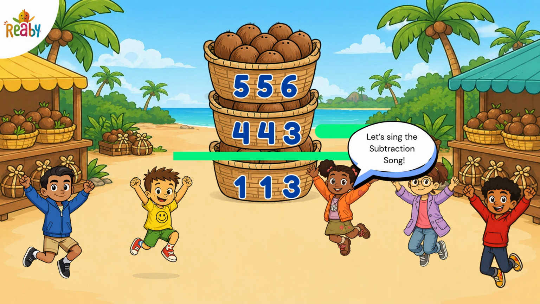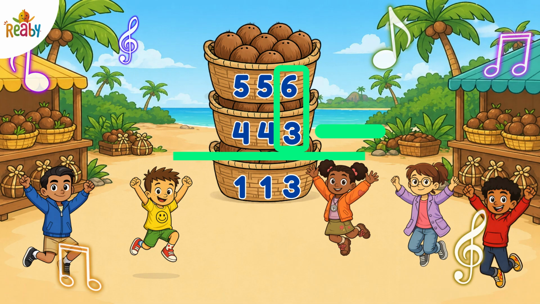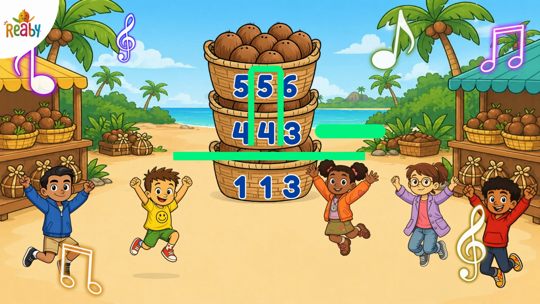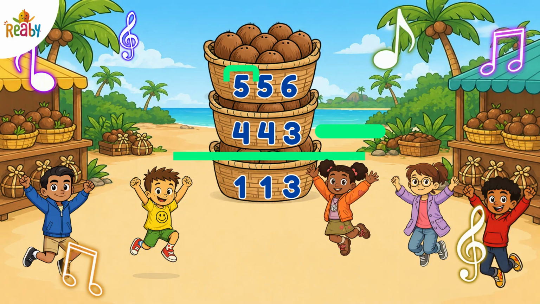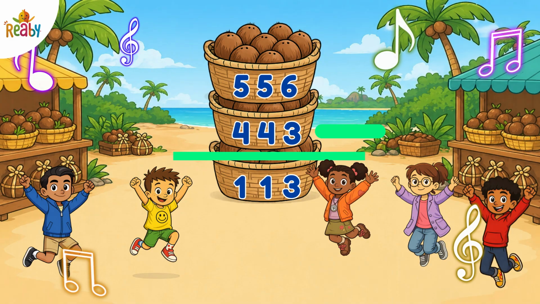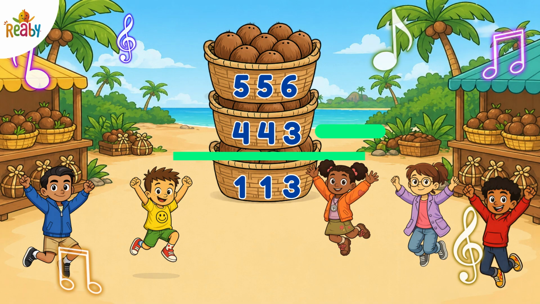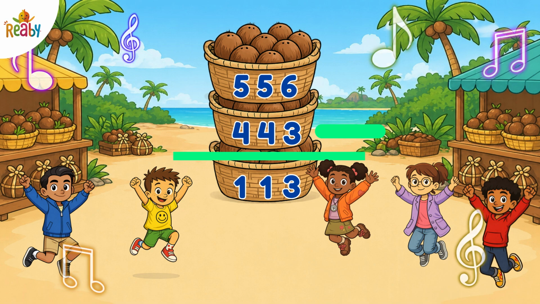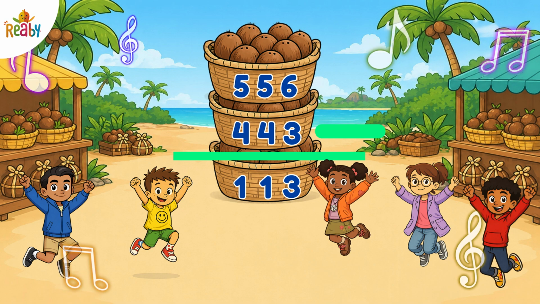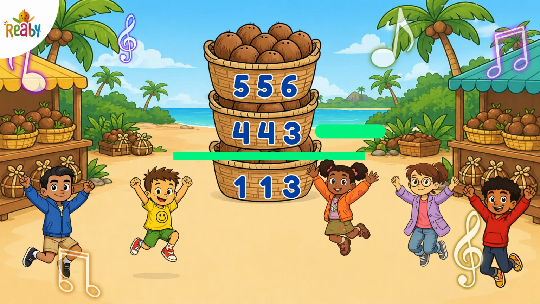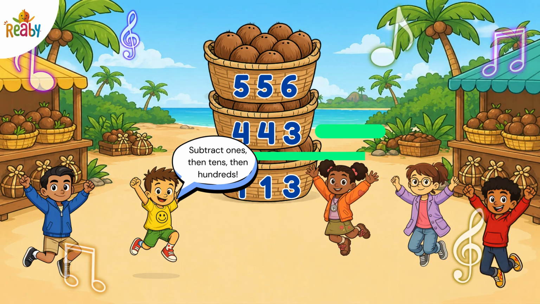Let's sing the subtraction song. Start with ones, take away. Tens next, do the same way. Hundreds last, now you see. Subtract step by step. 1, 2, 3. Keep it lined, nice and neat. Place value makes it complete. Subtract ones, then tens, then hundreds.